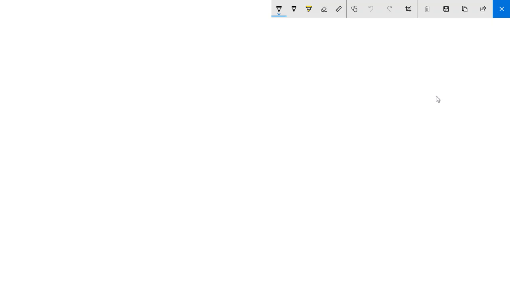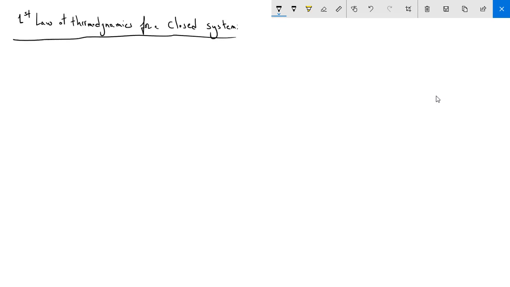In this section, we're going to talk about the first law of thermodynamics for a closed system. Mainly, the first law of thermodynamics is just an energy balance that relates the change of energy of the system with the heat transfer and work.